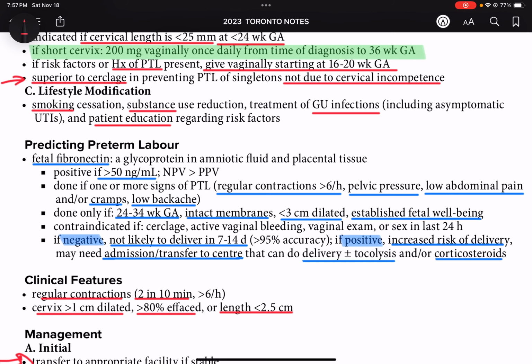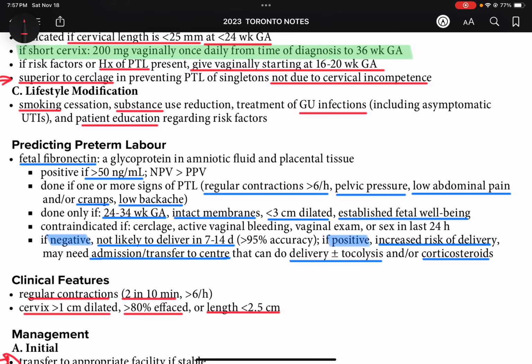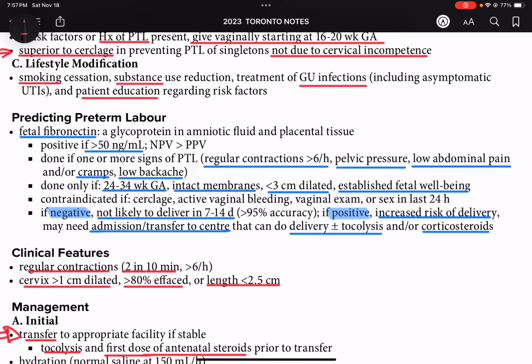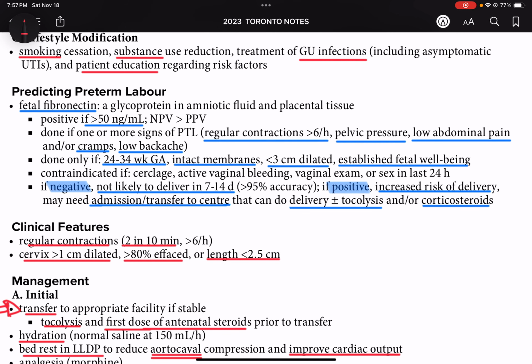So if you see any signs of preterm labor, like regular contractions more than 6 per hour, any pelvic pressure, lower abdominal pain, cramps, lower back pain, and we read that preterm labor is 20 to 37 weeks of gestational age. So if it happens between 24 to 34 weeks of gestational age, then we can go for this test, and we do it only if there are some indications: 24 to 34 weeks of gestational age, intact membranes, less than 3 centimeters dilated, established fetal well-being. Then we'll go for this test.